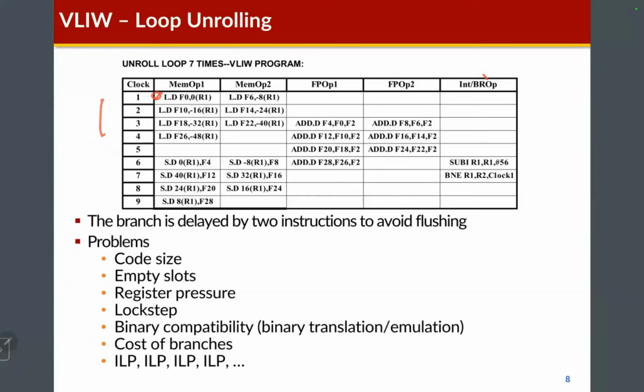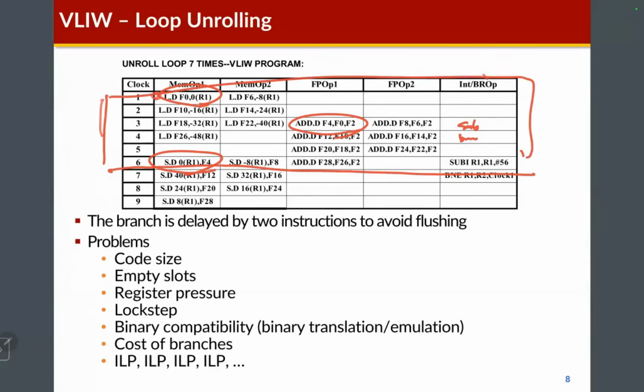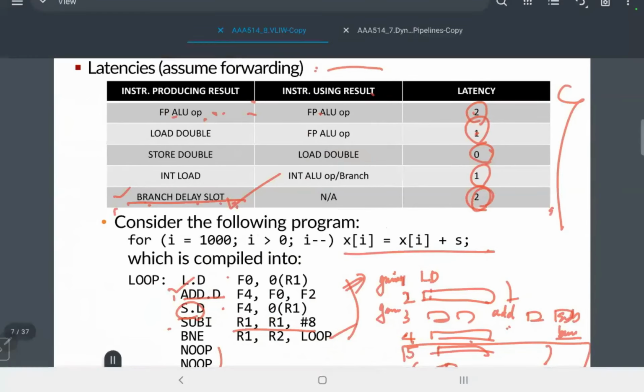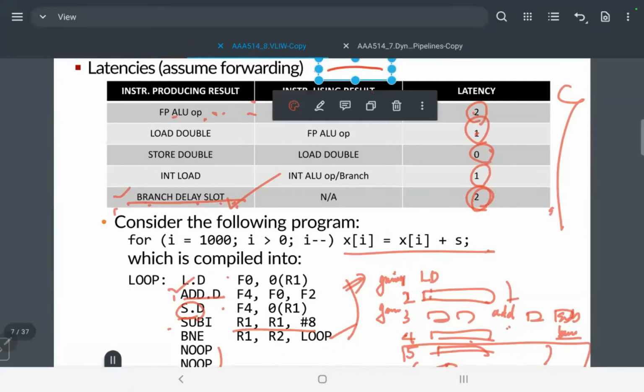If this loop is not unrolled, then we have only one load instruction, this add instruction, and then this store instruction. And then maybe the sub can be here, and then the branch can be here. So which means that we need 6 instruction groups to execute this loop iteration.